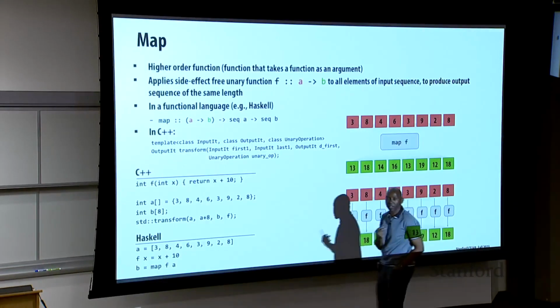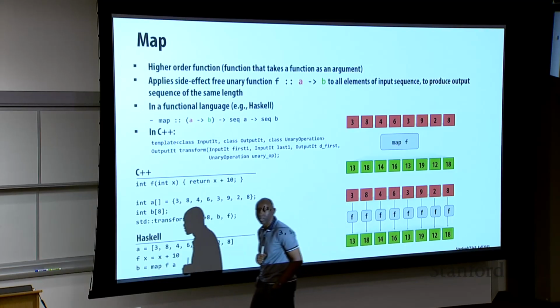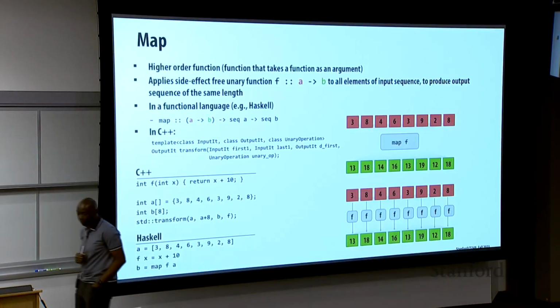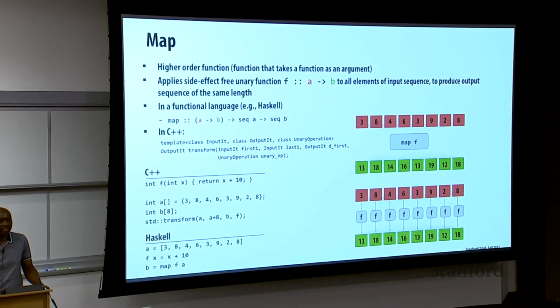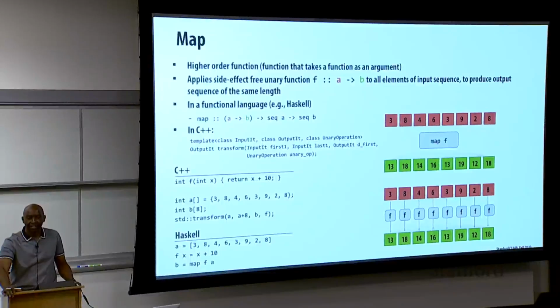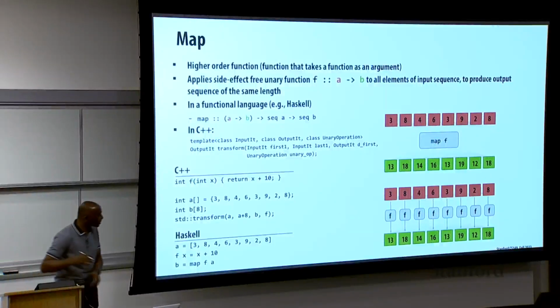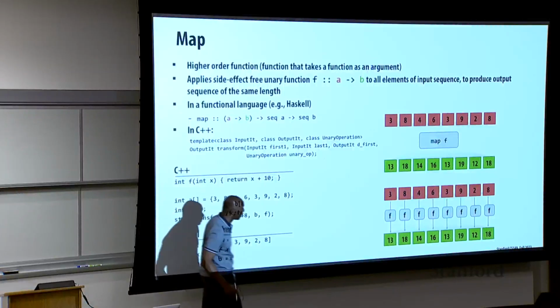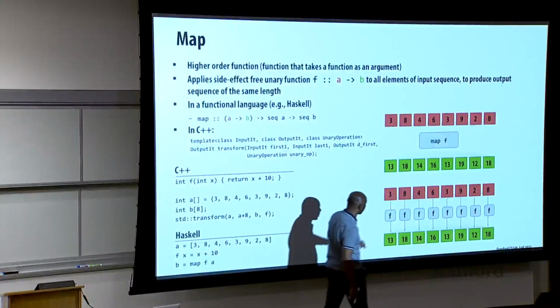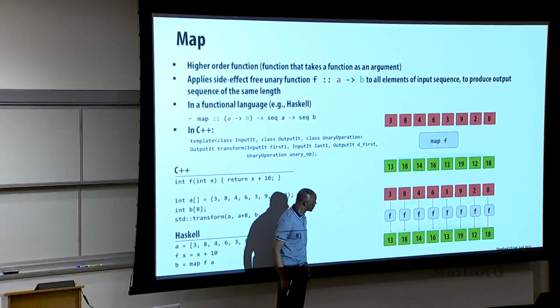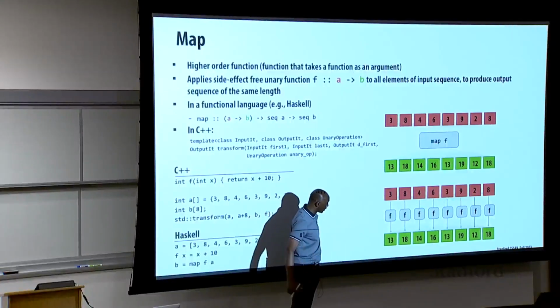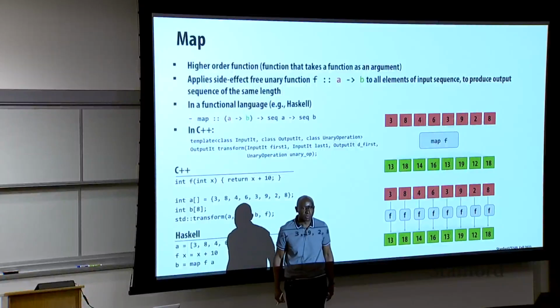So what do we say? There are two things we said about map that are important. What's important about map? Yeah? It's easily parallelizable. Because, of course, we know there are no dependencies between the different elements, so we can create the output sequence in any order.